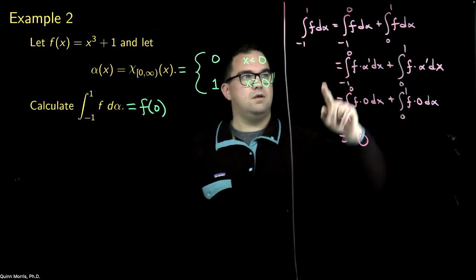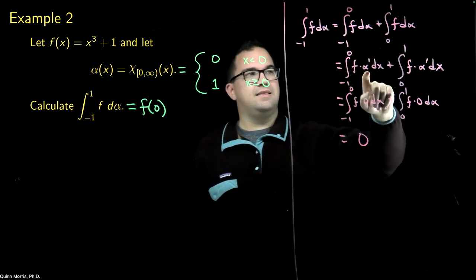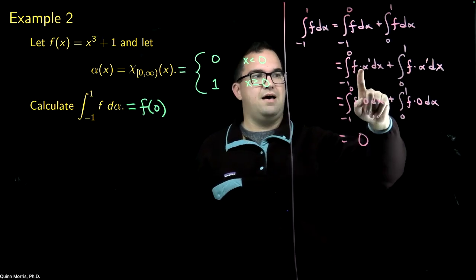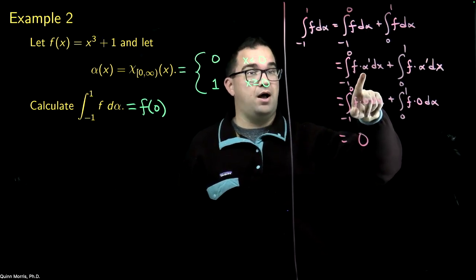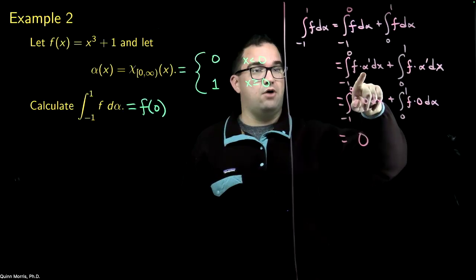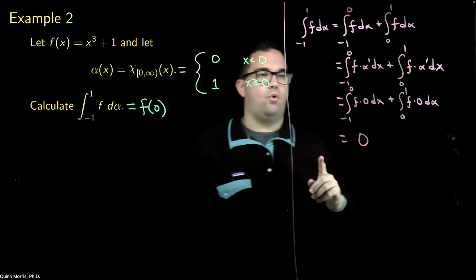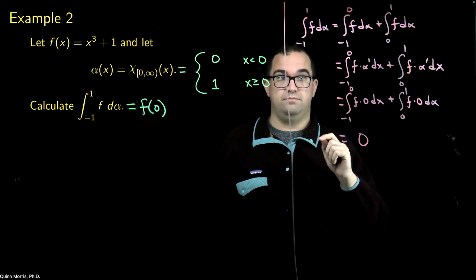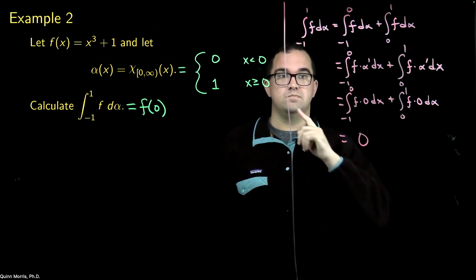Okay. In order to apply this theorem that allows me to rewrite a Riemann-Stieltjes integral of f with respect to alpha as a Riemann integral of f times alpha prime, that requires that my function be differentiable on the closed interval. Okay.